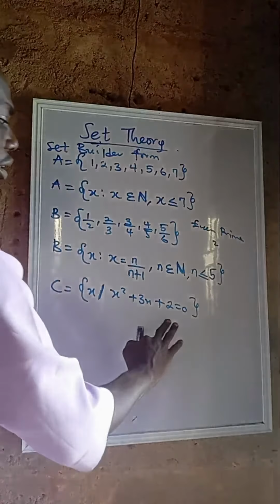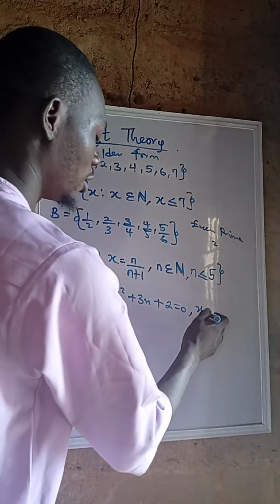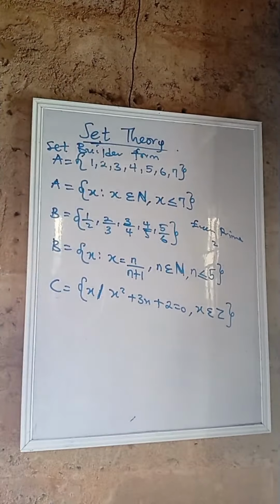You can see it is a set builder form. So let me say x is an integer. Okay, x is a member of the integers.